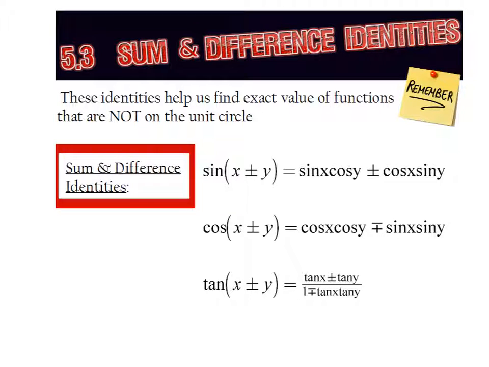We have some new identities today. These are called the sum and difference identities. So we'll be adding and subtracting angle measurements. And I just have them listed out here.